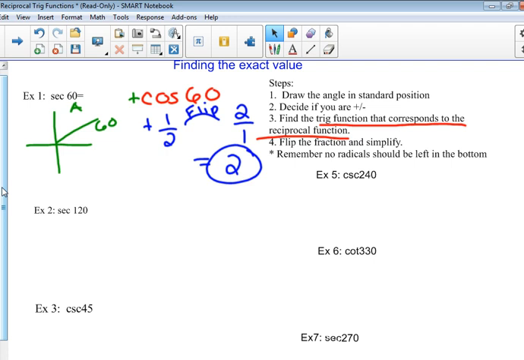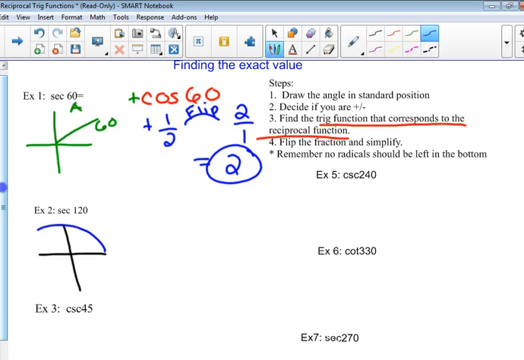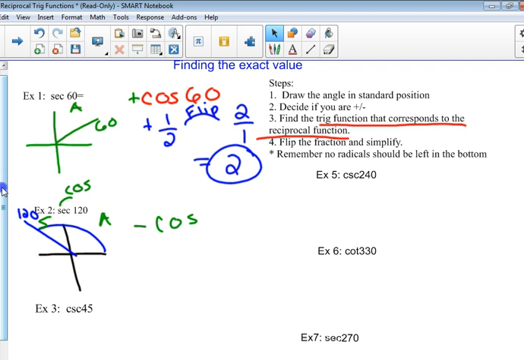For your secant of 120, same deal. We're going to figure out where 120 is, and then decide, are we positive or negative there? All right, we're in the second quadrant. So remember, secant goes with cosine. Negative. Good, Brittany. So it's negative. Awesome. So negative cosine of, well, let's figure out the reference angle.